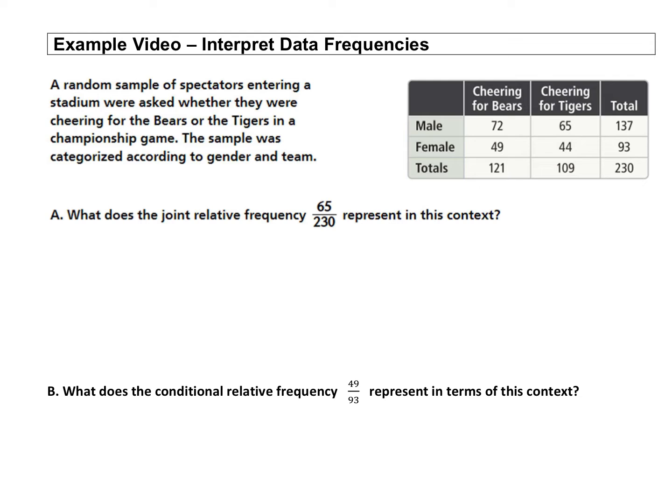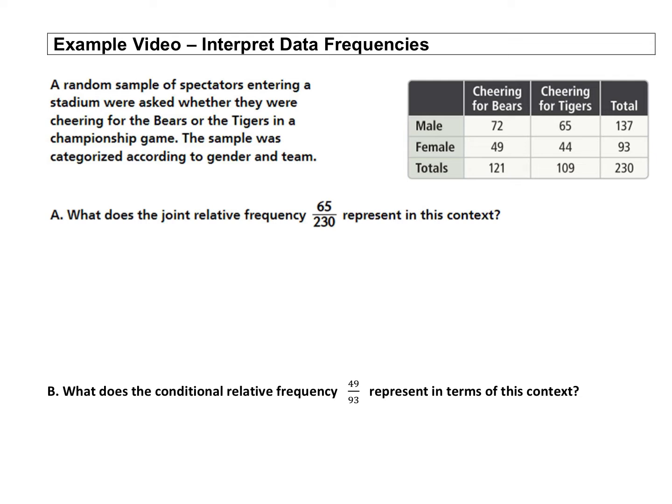We can see that there were 72 males cheering for the Bears. There's 65 males cheering for the Tigers, a total of 137 males. Same thing for the females. We can see total number of people cheering for the Bears, total number of people cheering for the Tigers, total number of people. So this is a frequency table. It's a two-way frequency table because we've got who they're cheering for across the top, and then male versus female across the bottom.